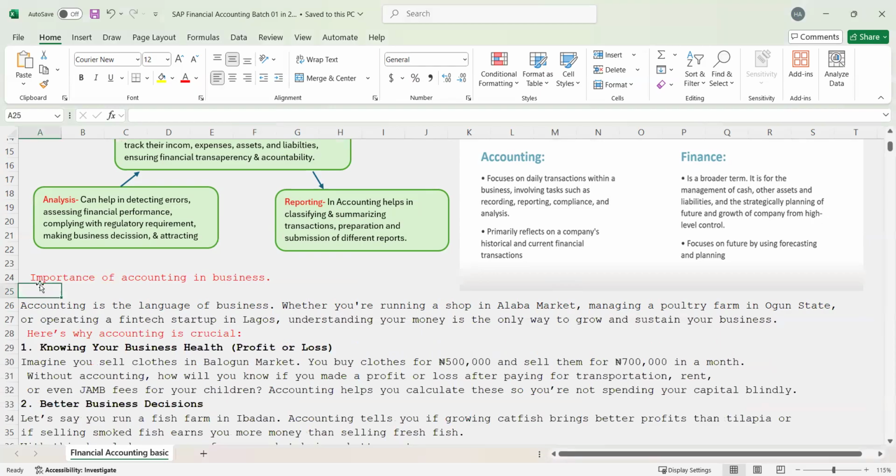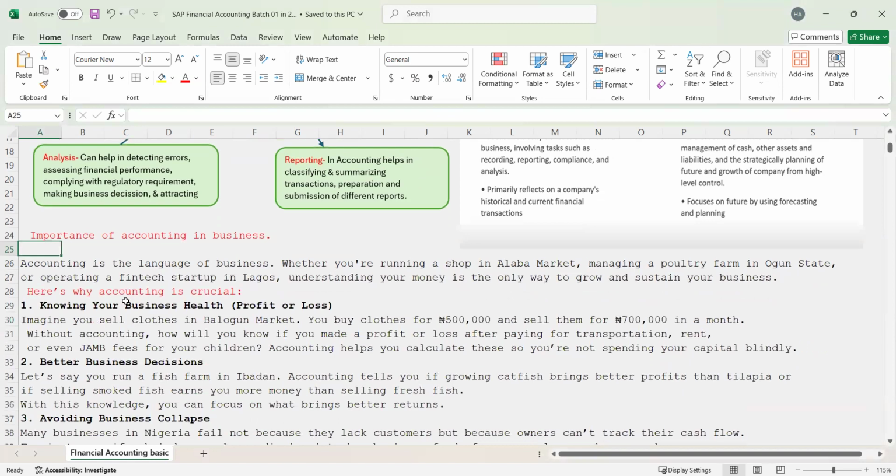So we'll quickly go to the importance of accounting in business. Accounting is the language of business. It is the language of business, right?